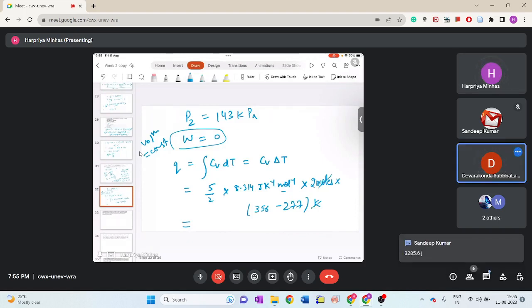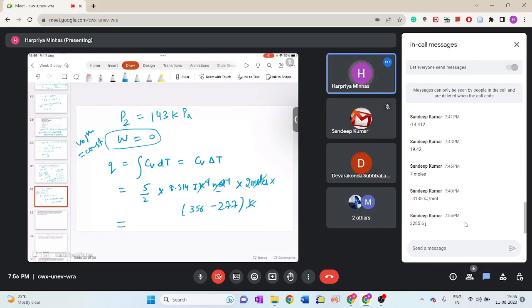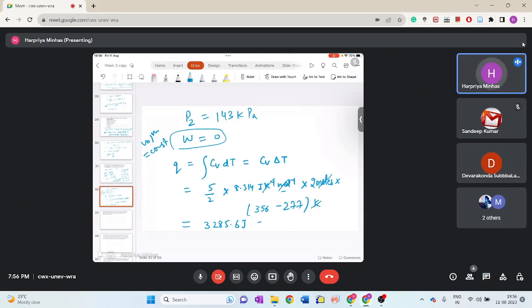Okay, 3.284 kilojoules. So I'm writing the value in joules. Okay, 3284. Then it will be 3285.6 joule, right? Yeah, this is in joule. Okay. So now this is your Q.